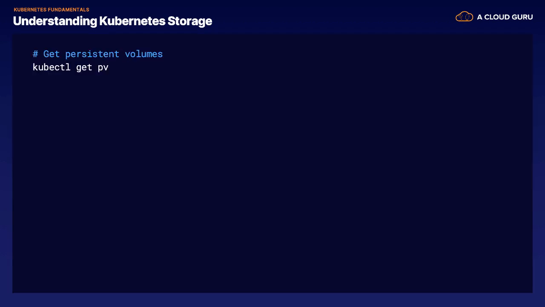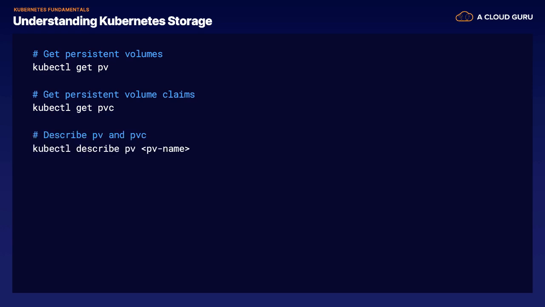Some of the commands that you need to be aware of are kubectl get PV to get the list of persistent volumes that have been created, kubectl get PVC to get the list of persistent volume claims, and then you can describe both persistent volumes and persistent volume claims. Let's go over into the lab and I'll show you how some of these commands are used. I encourage you to follow along.